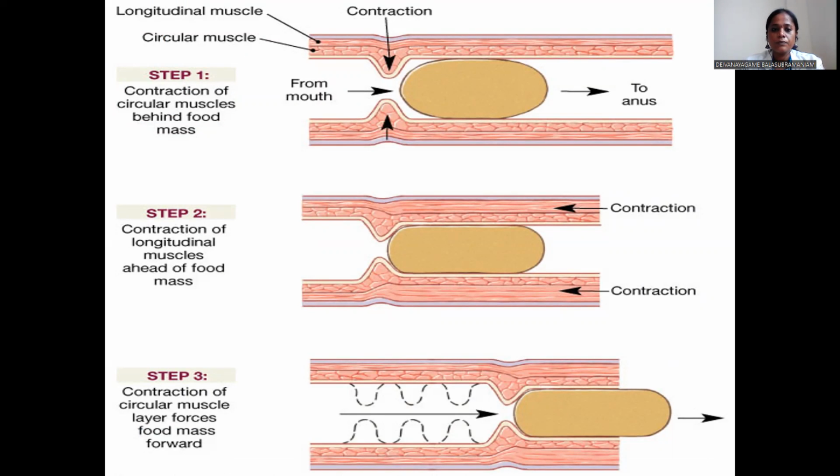So what happens? Step 1, I told you, is contraction of circular muscles behind the food mass, whereas there is contraction of longitudinal muscles ahead of the food mass. Contraction of the circular muscle layer forces the food mass forward.